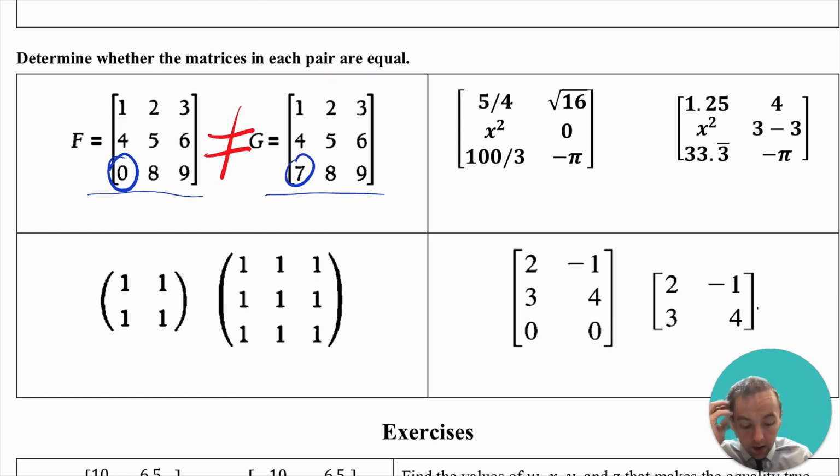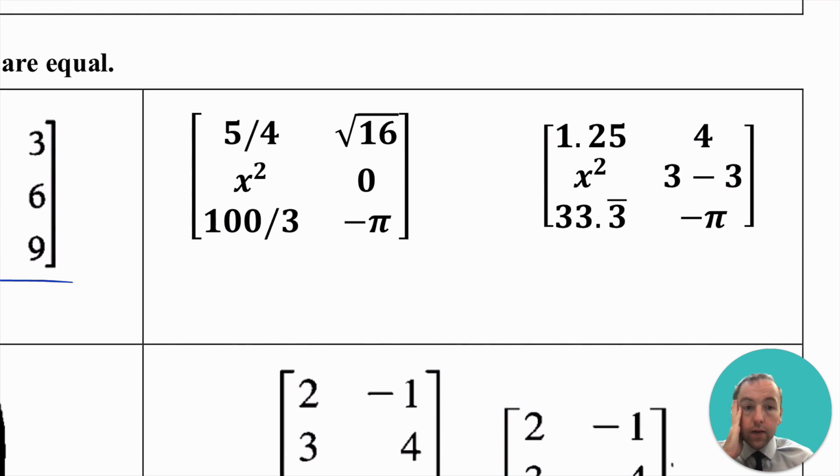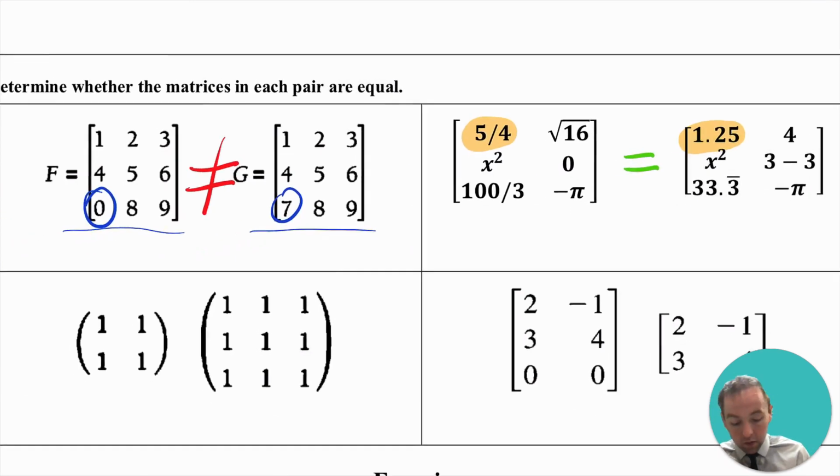In the next example over here, it does turn out that these matrices are equal to each other because if you take a look at all of the corresponding elements in the same positions, they're all the same because 5/4 is the same as 1.25, square root of 16 is 4, and you can just look through all of these and they are all exactly the same value. The matrices are also the same size because they're 3 by 2 matrices. 3 rows, 2 columns, so therefore we can say that these matrices are equal to one another.